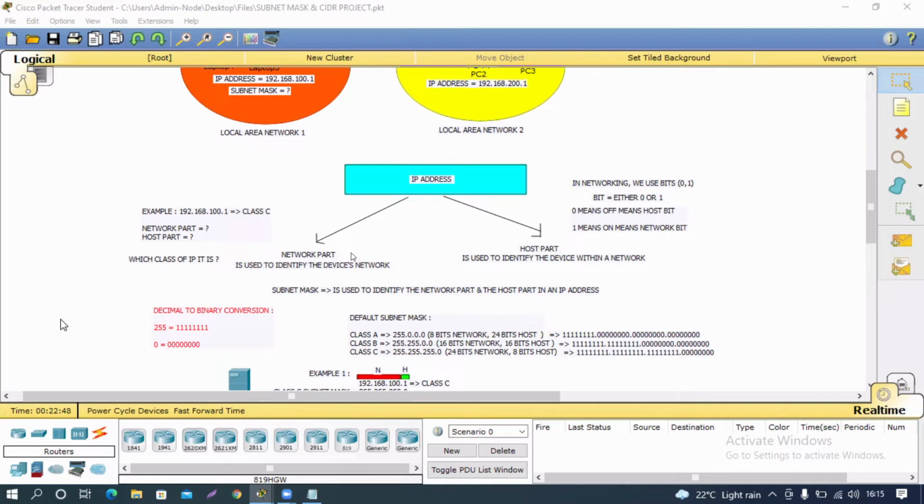Yes, sir, it is correct. You are getting 8 ones, right? Eight ones. Yes, sir. 8 ones, sir. Okay, very good. So this is what you are having, everyone.